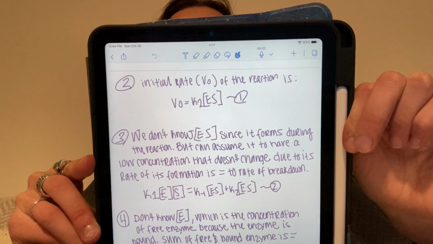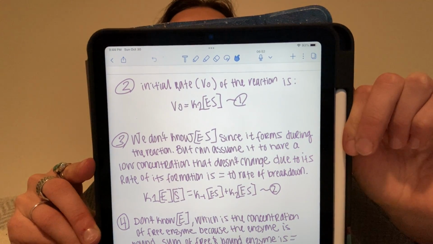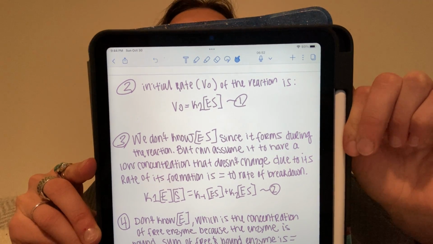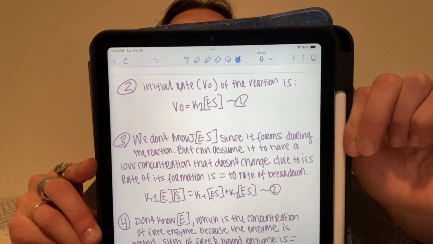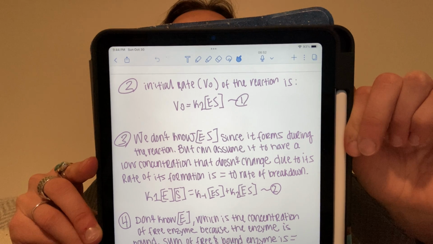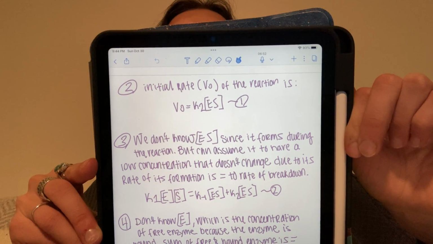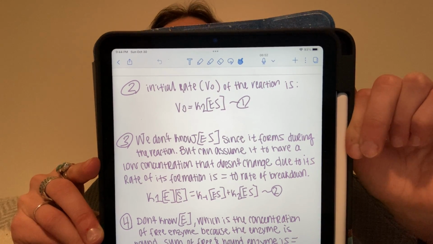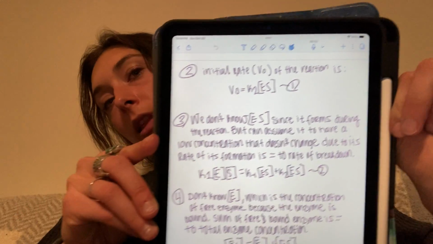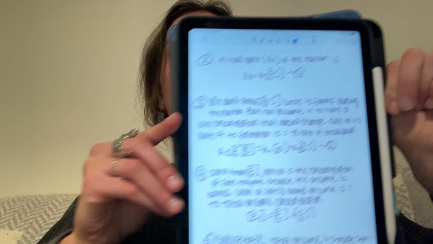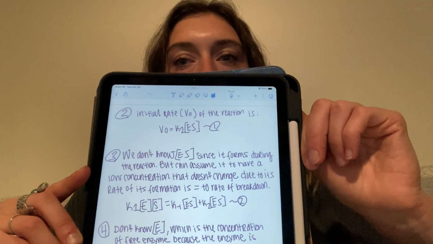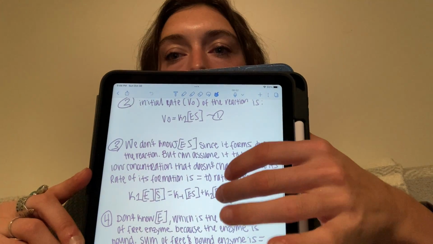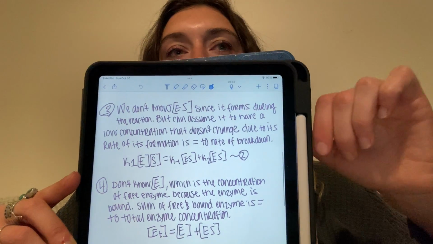Here the initial state is going to be V0 of the reaction, which equals k2 multiplied by ES. This is going to be known as our first equation, which we will be using later on in the upcoming steps. So then we're going to go down to step 3.